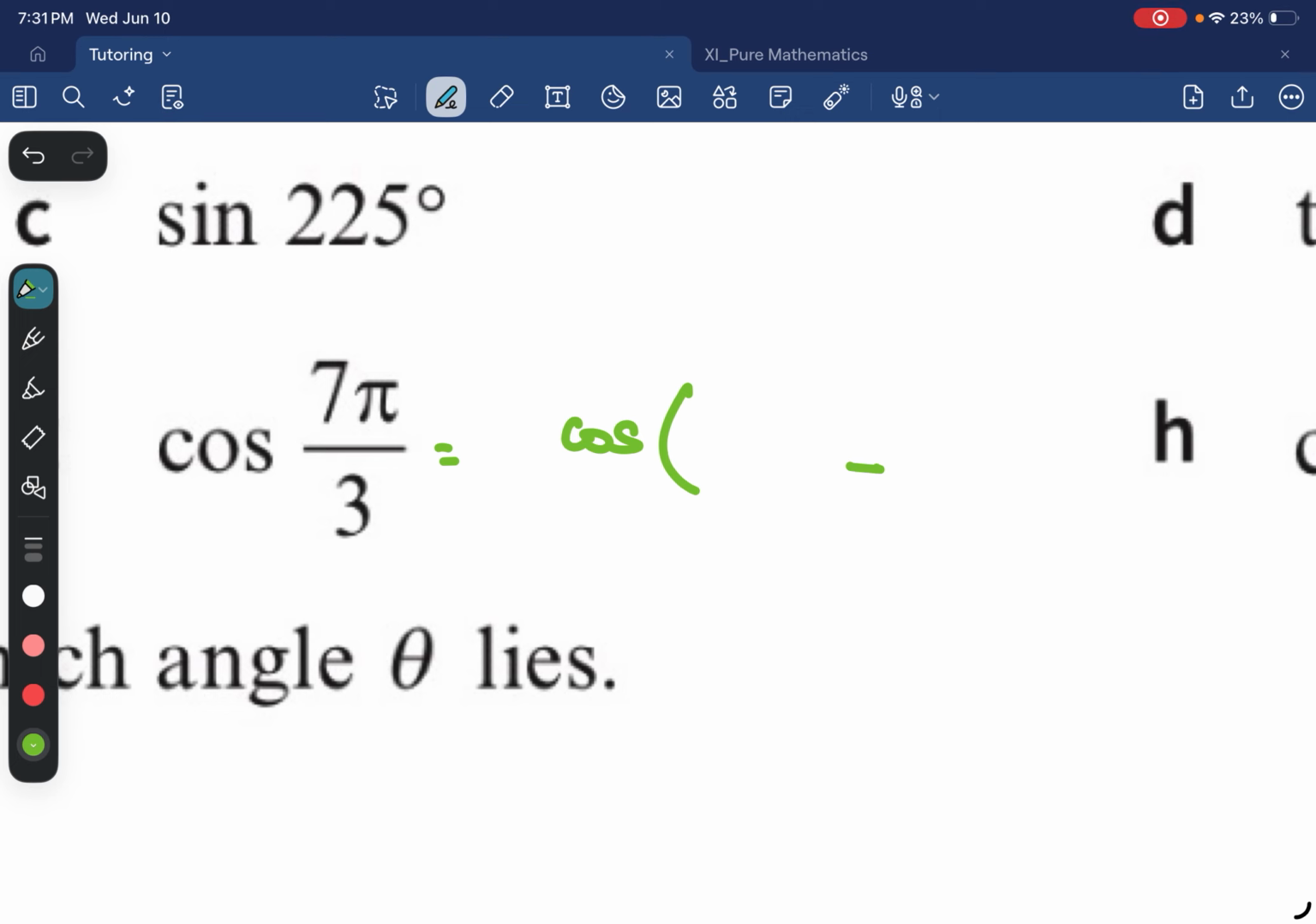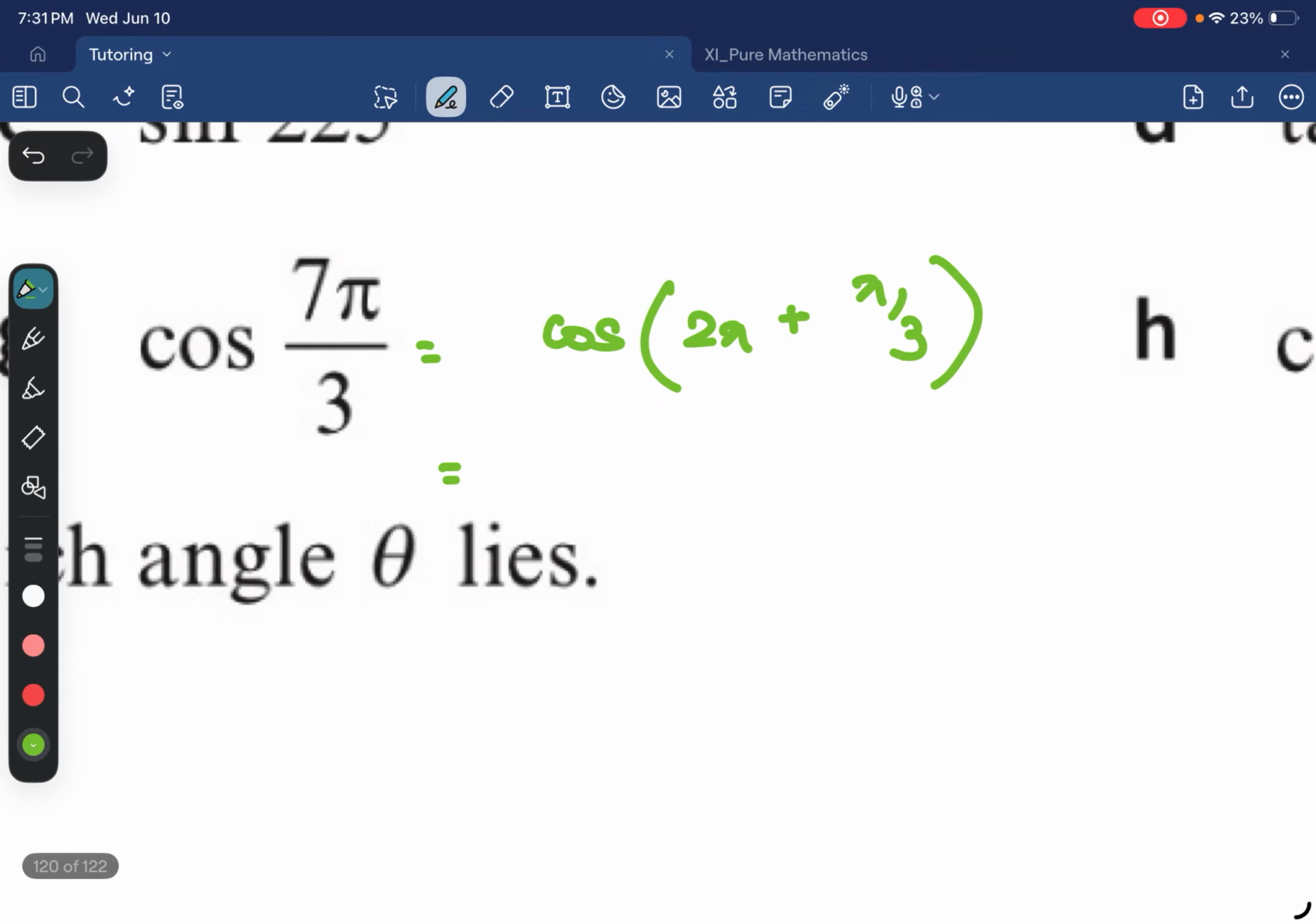So instead of writing it in terms of pi, let's think of it in terms of 2 pi. And you will see that it's 2 pi plus pi over 3. Why? Because 2 pi is actually 6 pi by 3, right, plus 1 pi by 3 gives you 7 pi by 3. So you can write it as 2 pi plus pi by 3, and this is just cosine pi by 3. And 2 pi plus pi by 3 is in the first quadrant. And in the first quadrant, all ratios are positive.